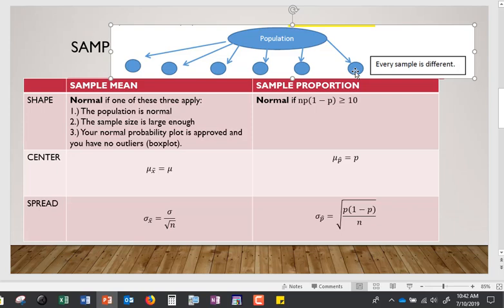So if you have a quantitative question, how many classes are you taking? How many children do you have? How much money do you have in your pocket? Then for every sample you take, you ask everybody in your sample that question and you calculate your sample mean, x bar. So you have an x bar that's different for every single one of these samples, and we create a distribution based upon that.